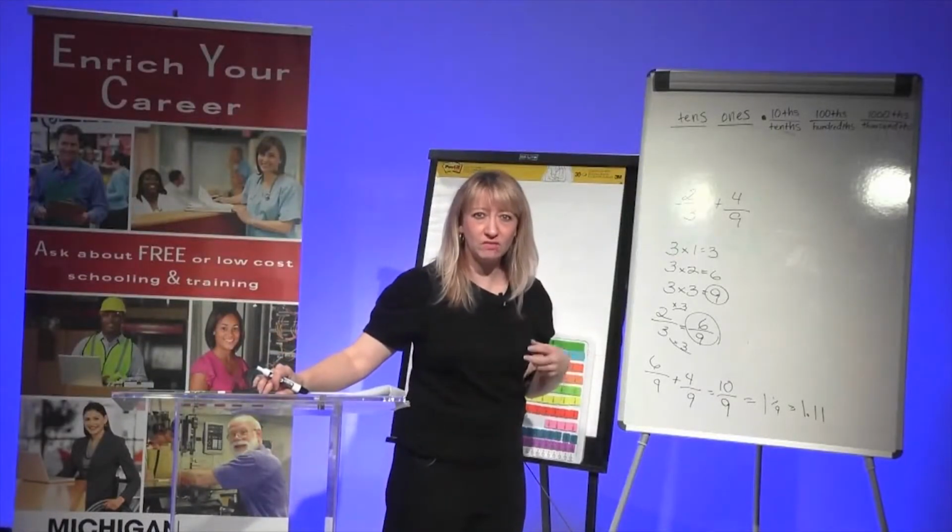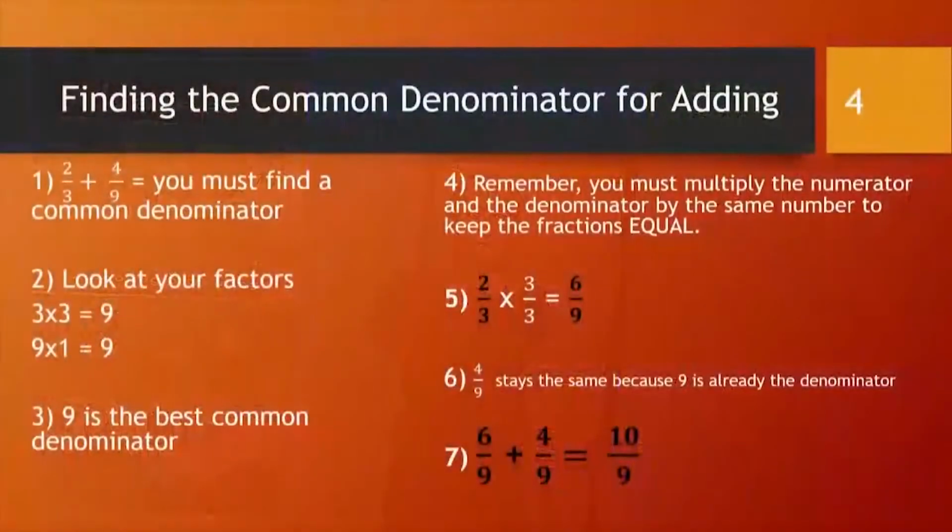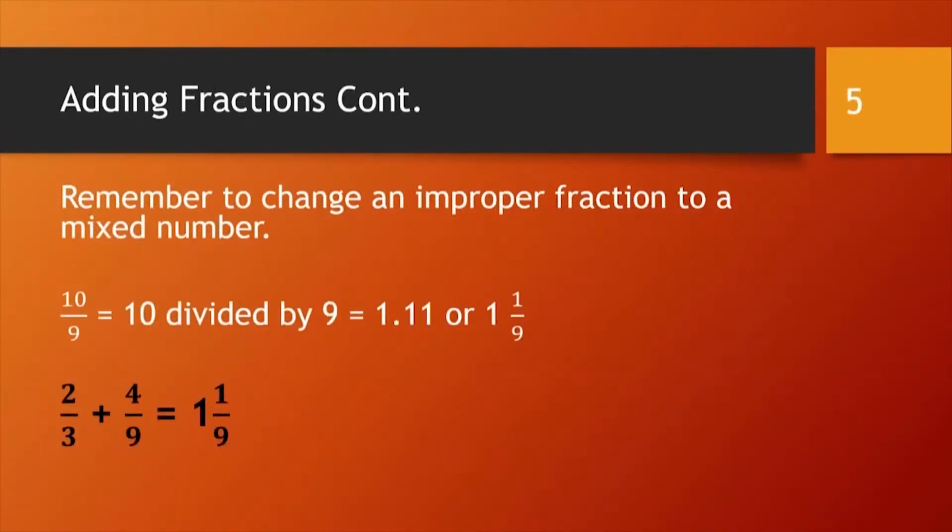And this PowerPoint kind of takes you through that step by step. Number 4 on this slide, it says, remember you must multiply the numerator and the denominator by the same number to keep the fractions equal. So number 5, 2/3 times 3 on the top and 3 on the bottom will give you your 6/9. And then this next slide just finishes that problem for you.